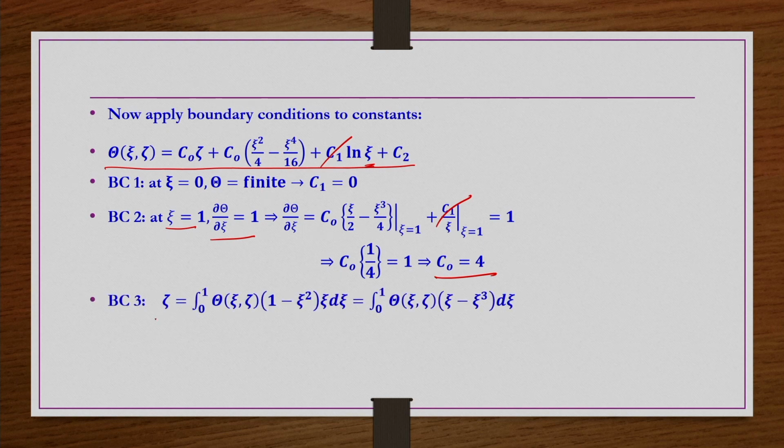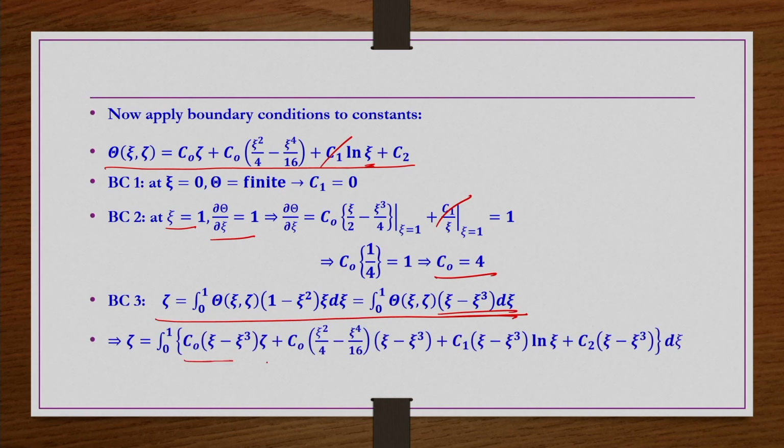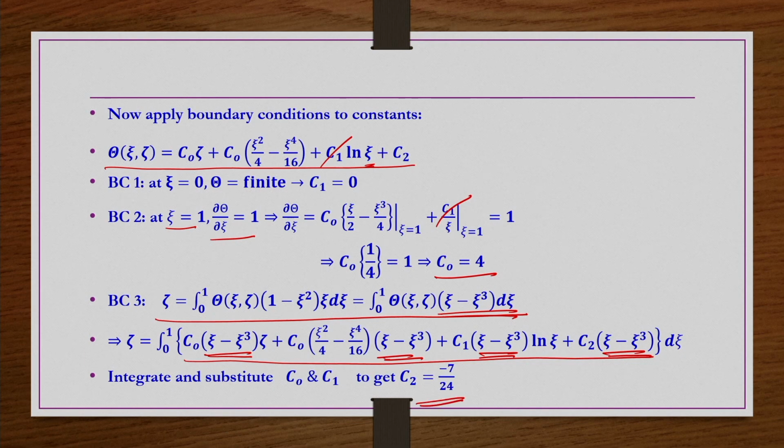Then the third boundary condition is this one, right. Zeta is equal to the integral from 0 to 1 of theta times 1 minus xi square times xi d xi. So, xi minus xi cube d xi you can write. Theta you can substitute, theta is this one, so all the terms are being multiplied by xi minus xi cube. Now, it looks lengthier, but it is simple. You integrate this equation and then substitute C naught and C1 and get C2; C2 you get as minus 7 by 24. So, all the constants C naught, C1, C2 you got it.